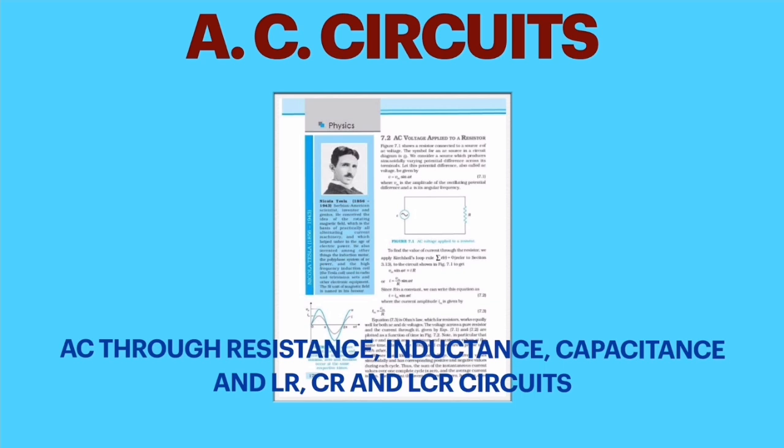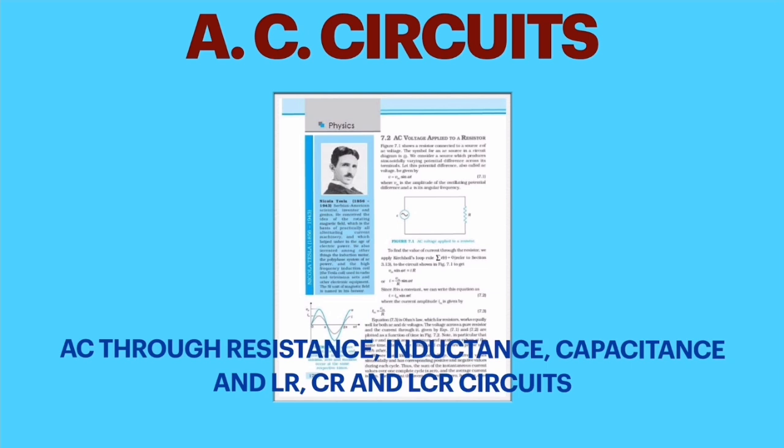But if you don't concentrate on the topics, it is very difficult for you to attempt the questions related to this topic. So, without wasting much time, let us start our AC circuit. In this chapter, the important topics are AC through resistance, AC through inductance, AC through capacitance, and LR, CR and LCR circuits, and also the transformer. Earlier we had LC oscillations also, but in recent days it is under the deleted portion.